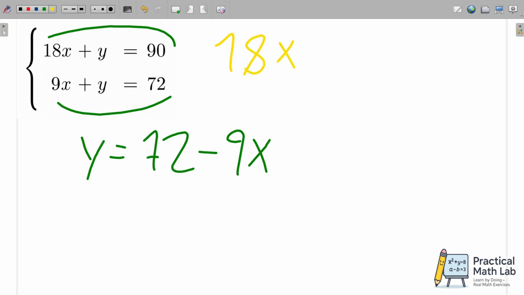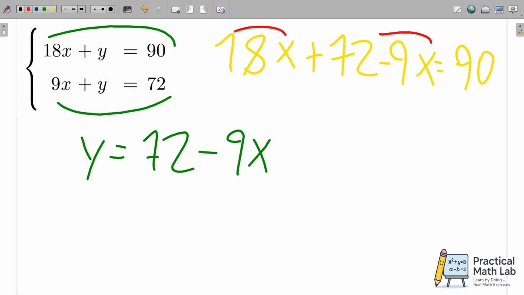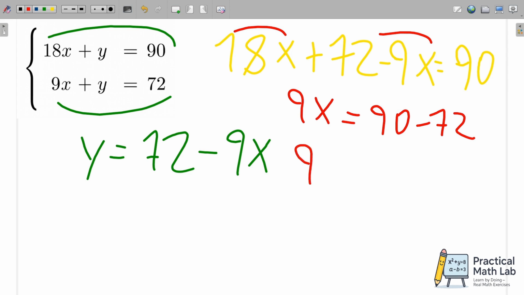So it will be 18x plus y, which is 72 minus 9x, equals 90. 18x minus 9x equals 9x. Let's move the 72 to the other side. Since it's a plus sign, it becomes a minus sign. So 90 minus 72, it was 9 times x.